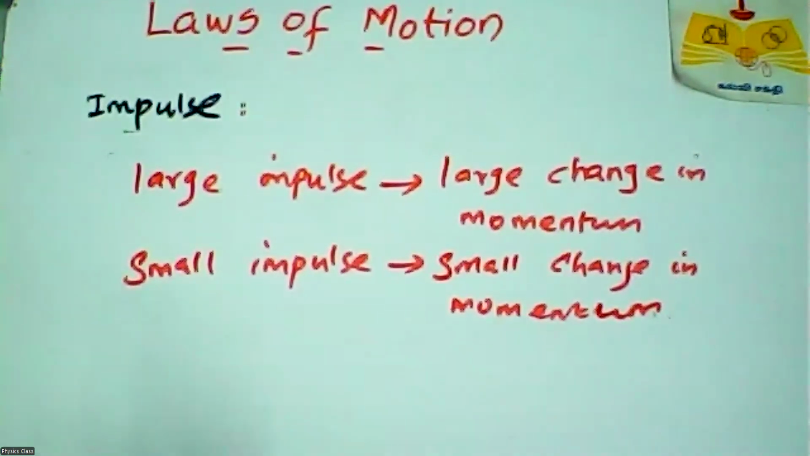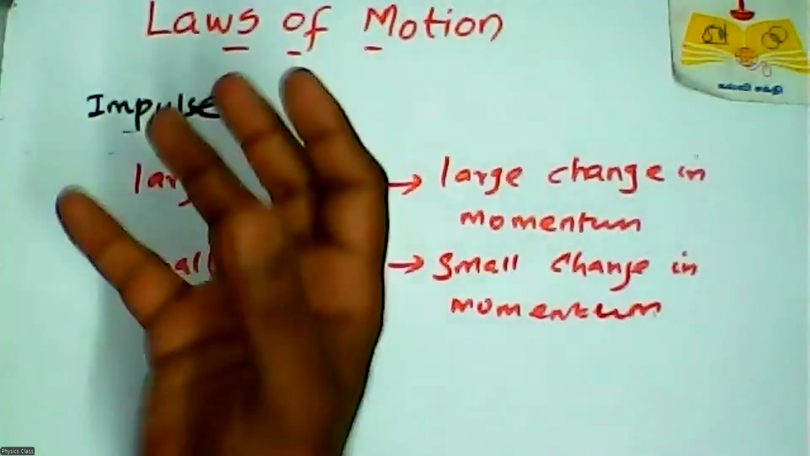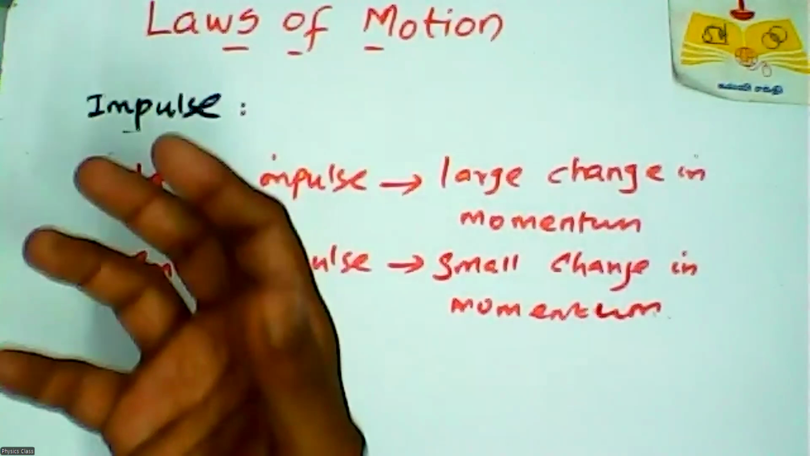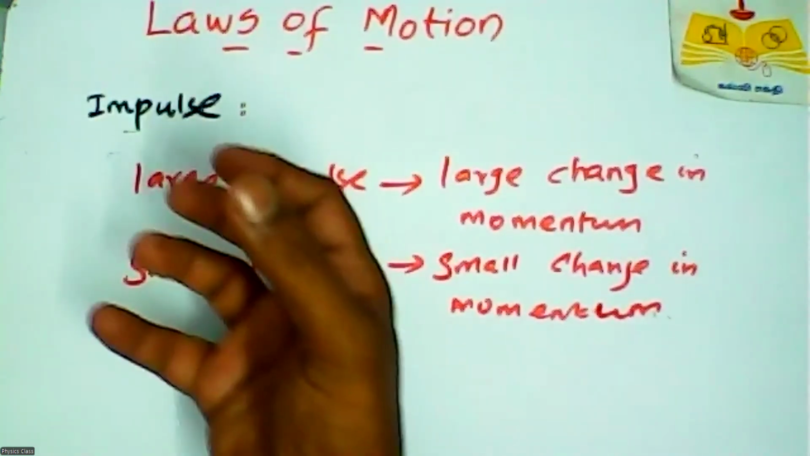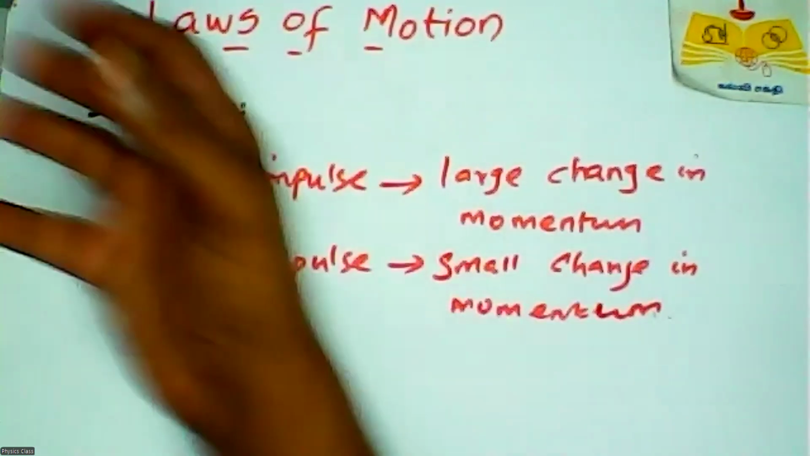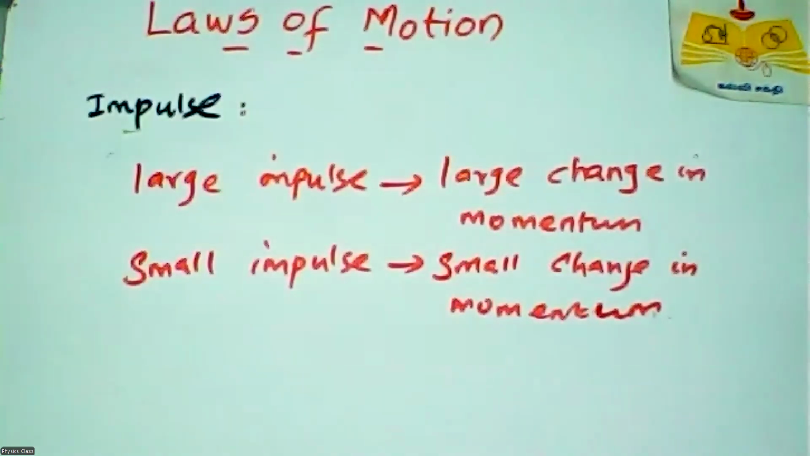when a cricket player catches the ball, he pulls his hands gradually in the direction of the ball's motion. Why? You can see that in cricket. Suppose you catch the ball, you pull your hand in this direction. You catch and pull your hand gradually in the direction of the ball. Why?